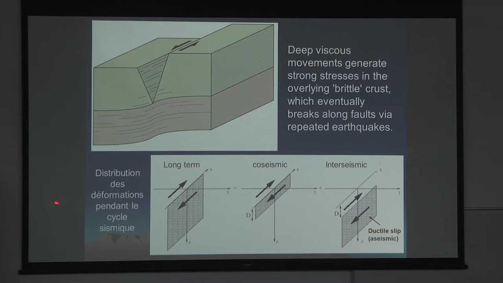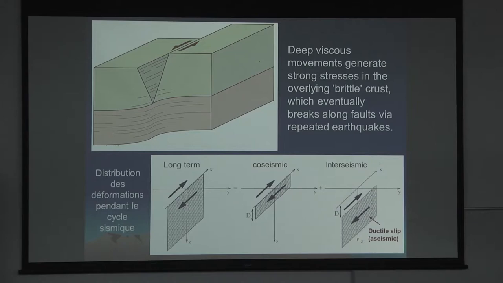And usually people will describe this behavior in the crust in terms of seismic cycle. So during an earthquake, you have a rupture of the upper crust, and during the interseismic period, in between the earthquakes, you will have deformation in the ductile lower crust. And on the long term, if you sum the two, co-seismic and interseismic deformation, you will end up with a slip on the fault, which is a long-term slip.